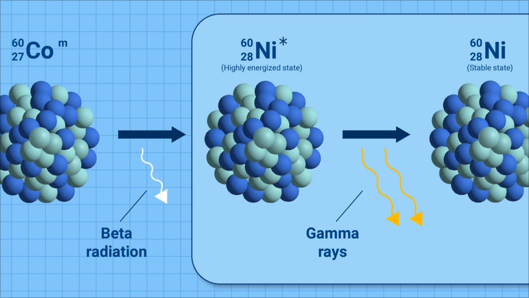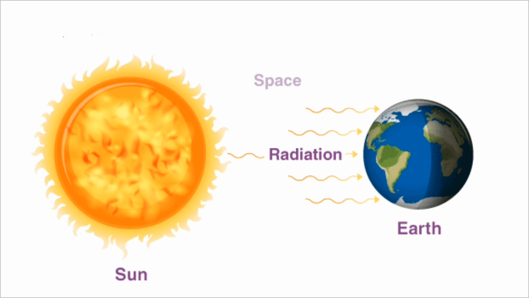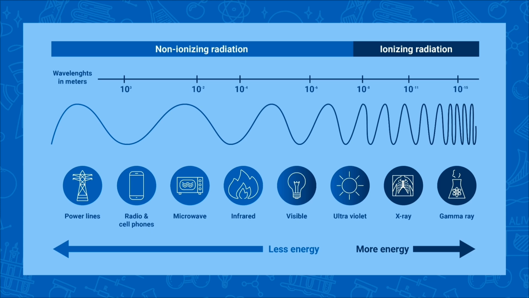The second type is ionizing radiation. This radiation has very high energy and can remove electrons from atoms, changing their structure. Examples include X-rays, gamma rays, alpha particles, and beta particles. Ionizing radiation can affect living cells, which is why scientists handle it carefully.